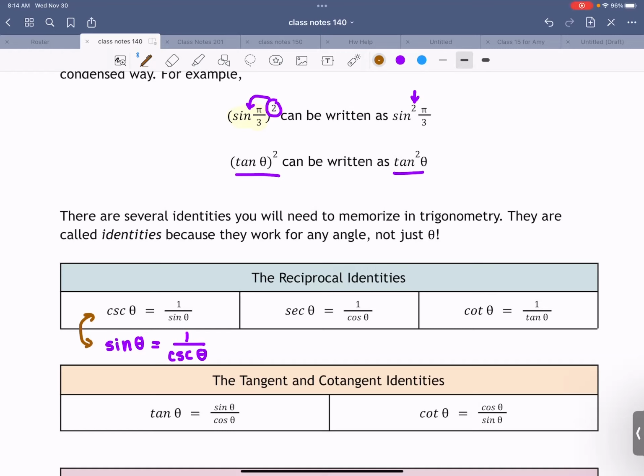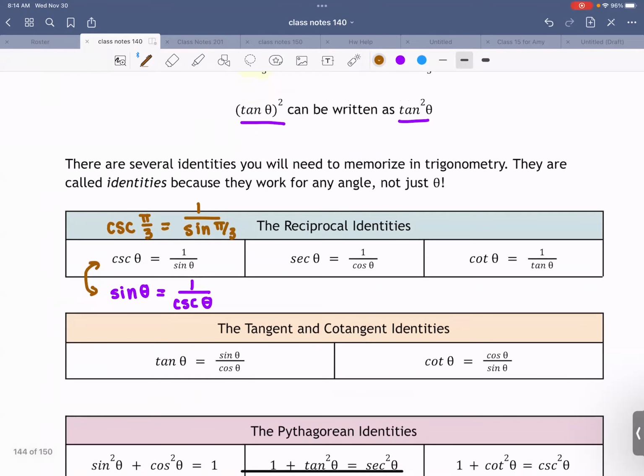Okay, and they're called identities because they don't just work for theta, they work for anything, right? So if I plugged in pi over 3, cosecant of pi over 3 would equal 1 over sine of pi over 3, right? So it works for any angle, any symbol, anything like that. Cosecant of something equals 1 over sine of something, okay?